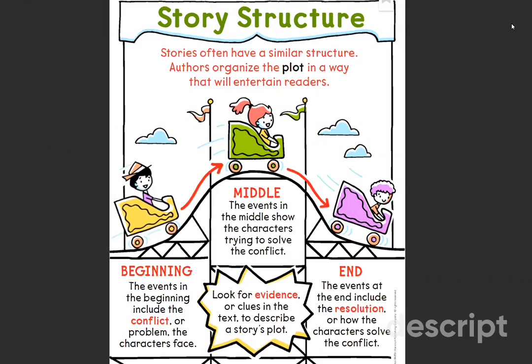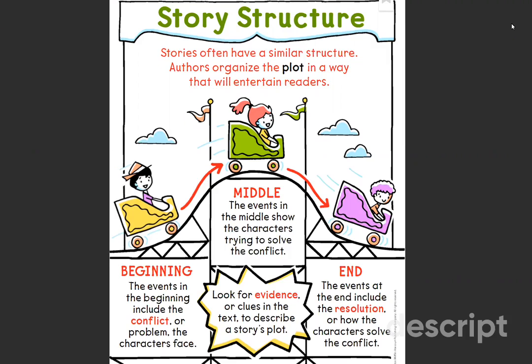Events are things that happen to the character. Conflict is the problem that the character faces, the challenge they must face. And then the resolution is what happens at the end that shows that the problem or the challenge has been solved or fixed. So, as good readers, we are to look for evidence or clues to describe the plot or the things that are happening within this story.